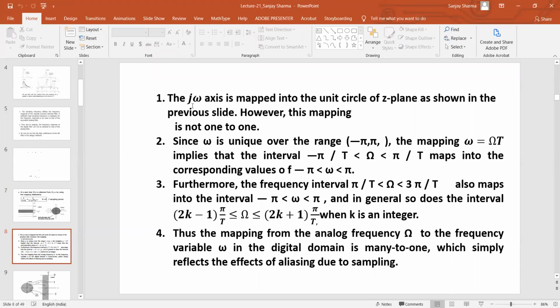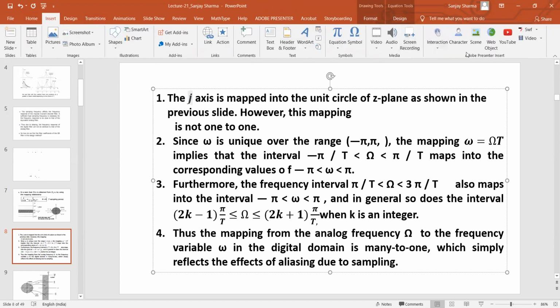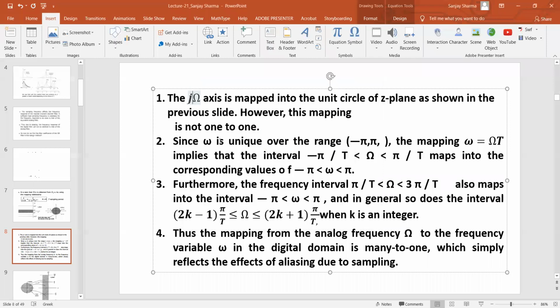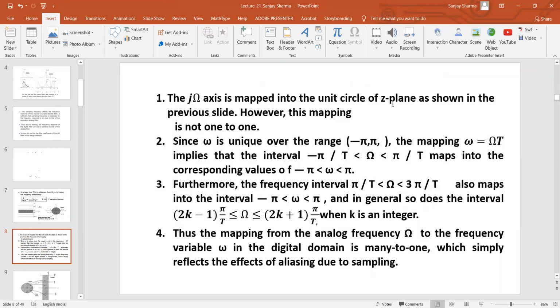Now, the j omega axis is mapped into the unit circle of the Z plane, as shown in the previous slide.